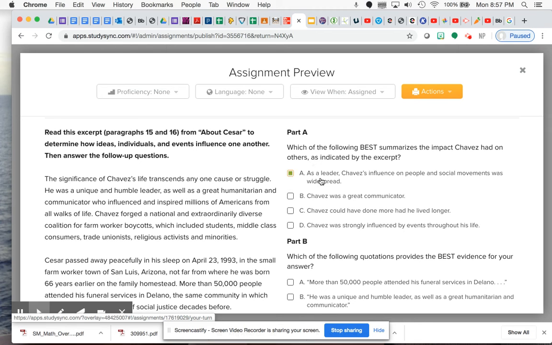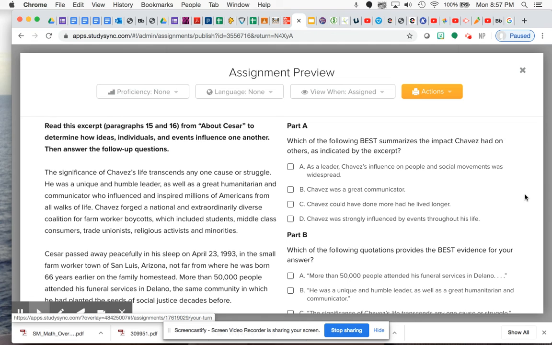So A, as a leader, Chavez's influence on people and social movements was widespread. B, Chavez was a great communicator. C, Chavez could have done more had he lived longer. Or D, Chavez was strongly influenced by events throughout his life. Now, as of right now, 3 of these could be possible answers based on the whole text. But after I read these 2 paragraphs, we're going to come back to this and then try and determine which one best summarizes his impact.